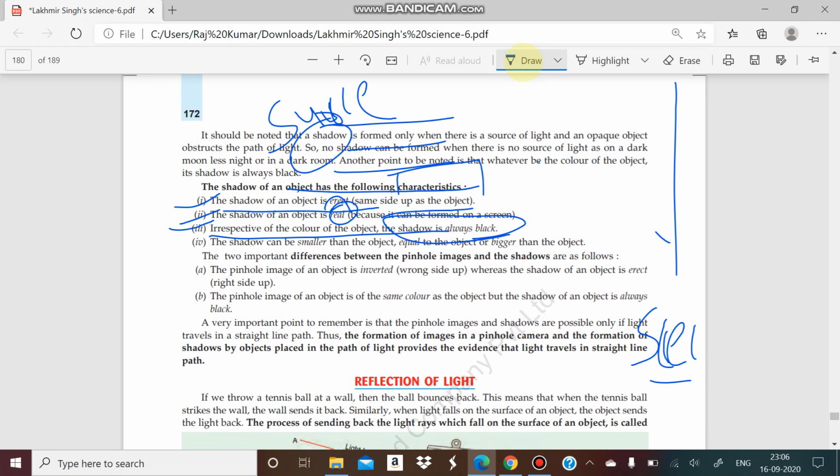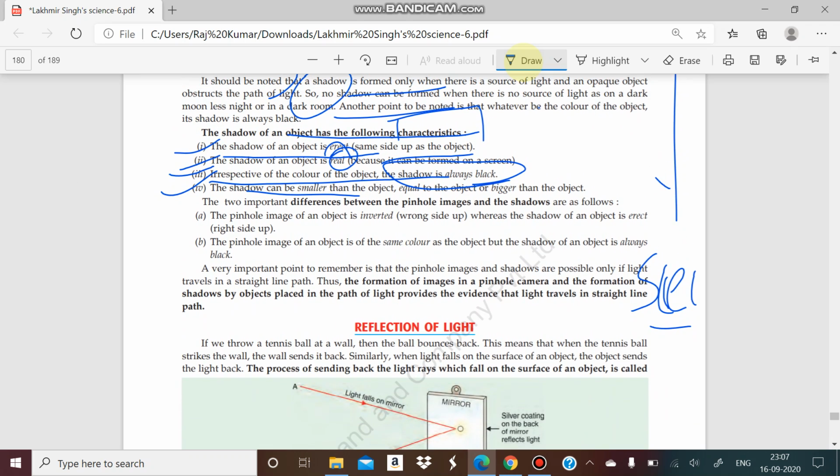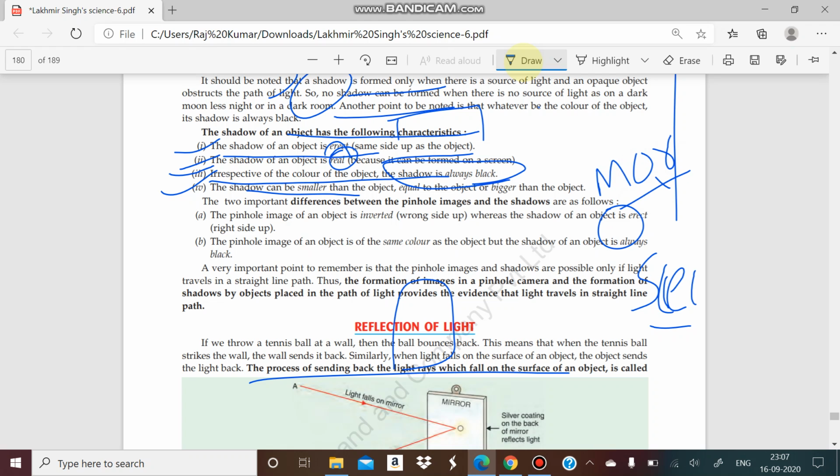And the fourth condition: the shadow of any object can be smaller, equal, or bigger than the object. For example, suppose a man is standing here and that is the position of the sun. In the morning, we have seen the sun is very horizontal to us, so its light rays come from this direction. We will observe our shadow is comparatively larger than us, so our shadow has more height than us.